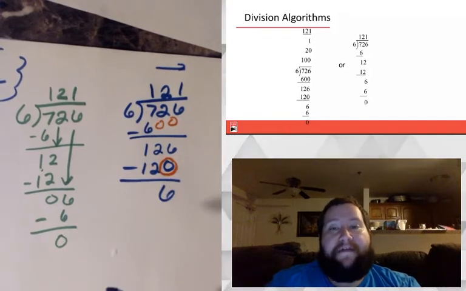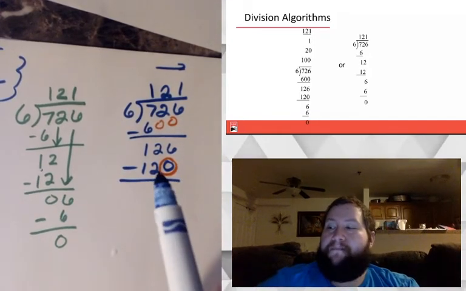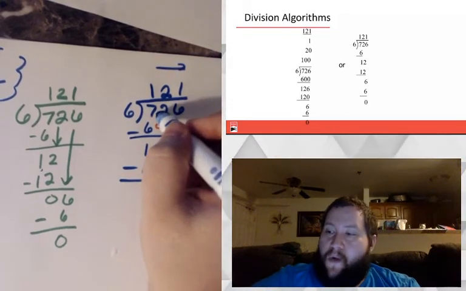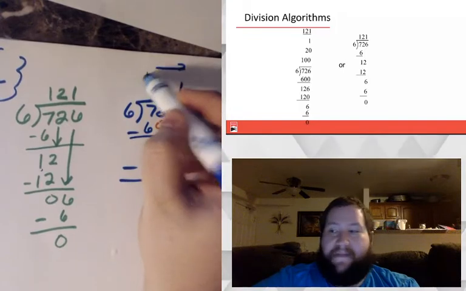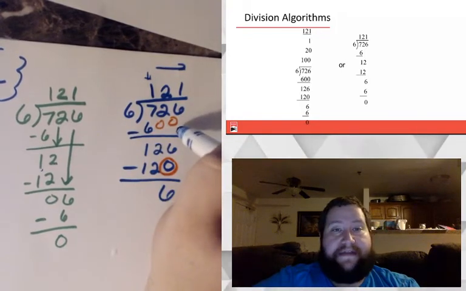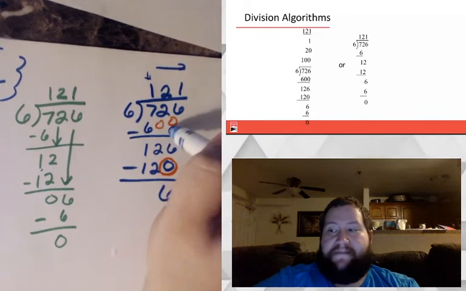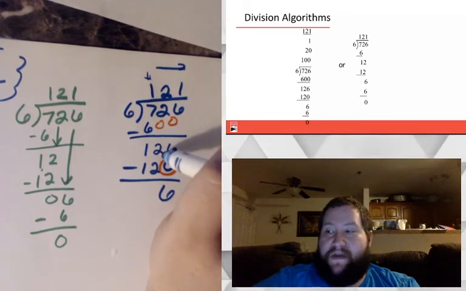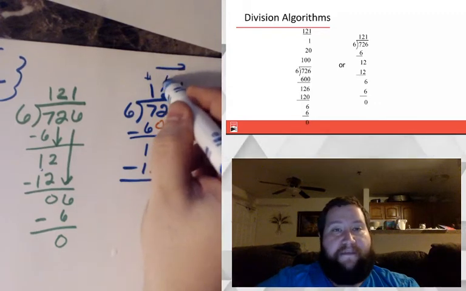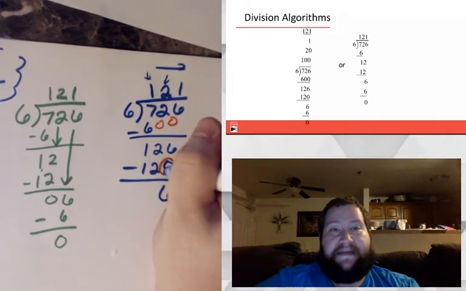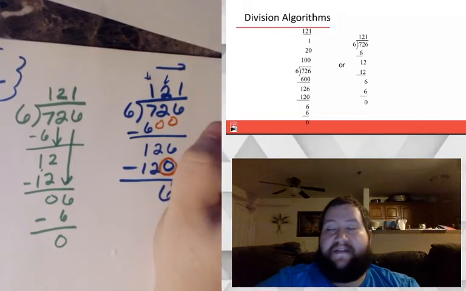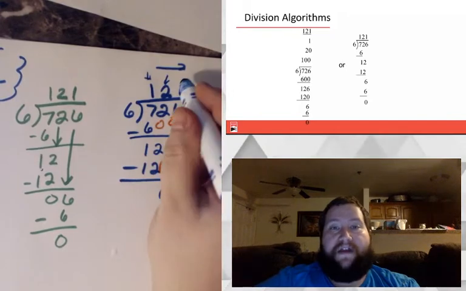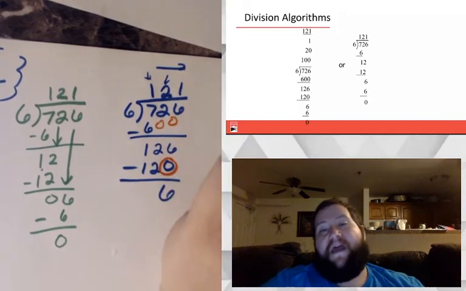But in terms of place value, what's happening? 726. I can take 100 6s out. That's 600. 726 minus 600 is 126. Then 10 6s is 60. I can take 20 more of those out. That's 120. 126 minus 120 is 6. And then if I have a 6, how many 6s can I take out? The answer is just 1. So 121.